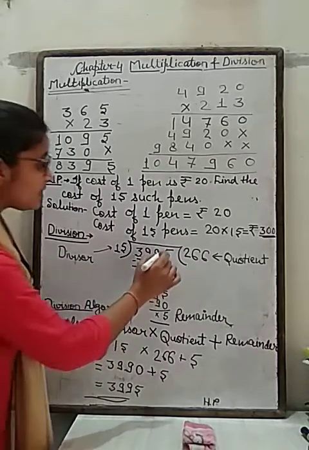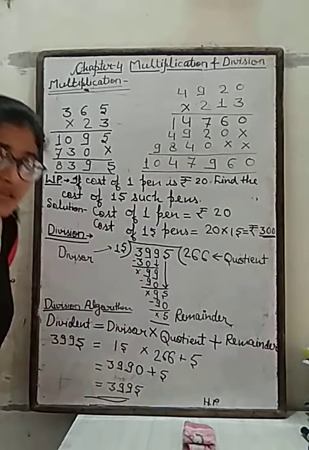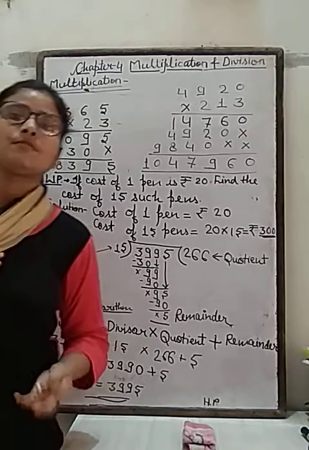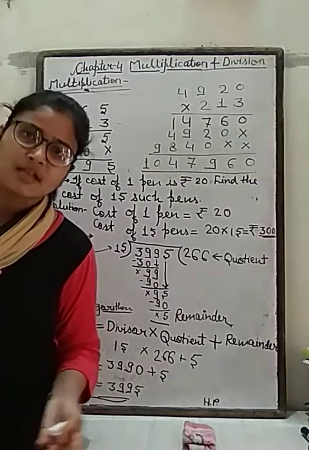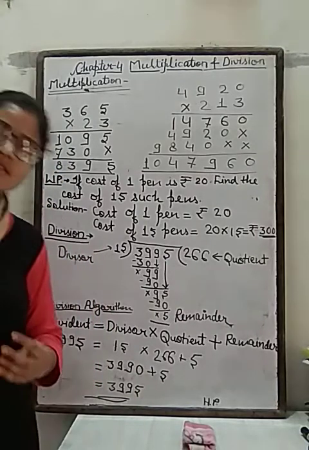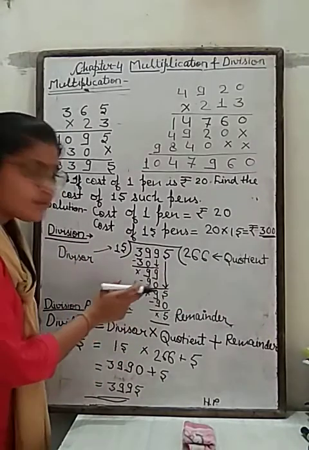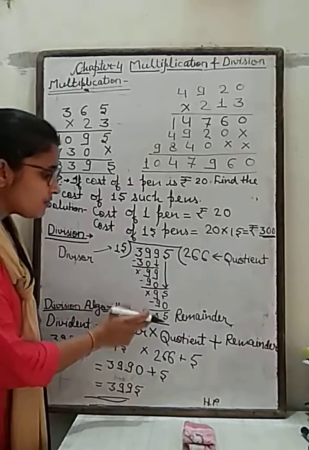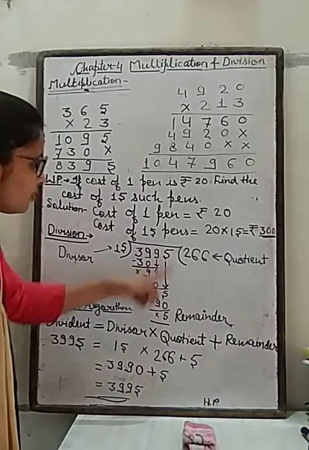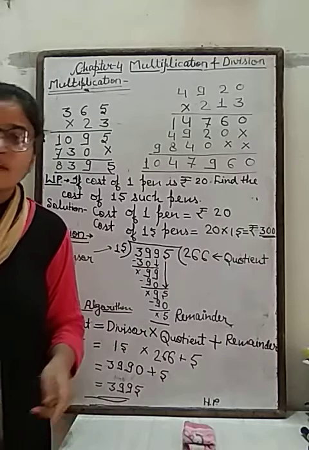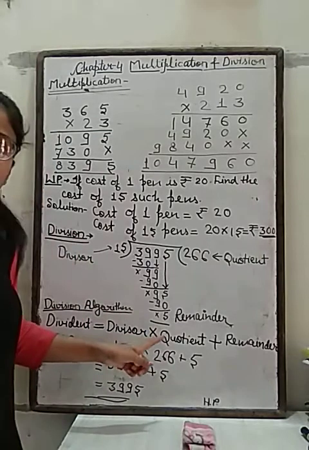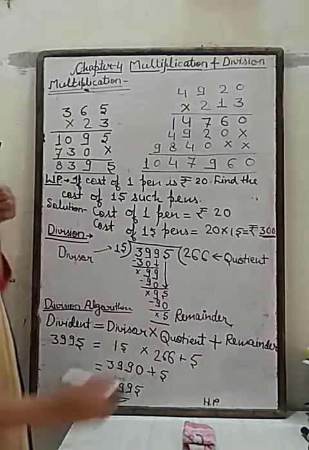Now we will again take carry 5. This is 95 here. Now again count the table of 15. It should not be more than 95. Then again 15 sixes are 90. Again subtract 90 from 95. You got 5. Now there is no digit left to take carry, so this is your remainder.